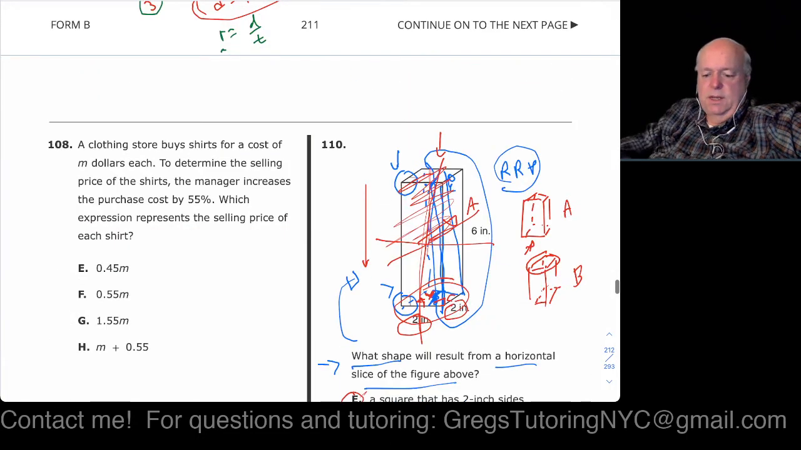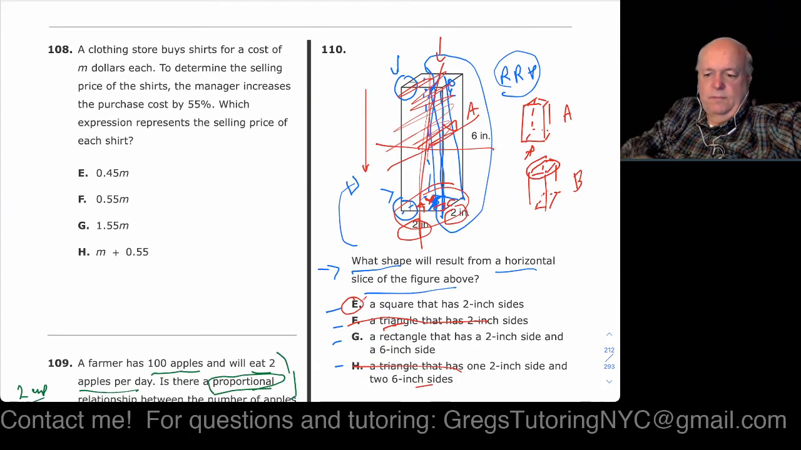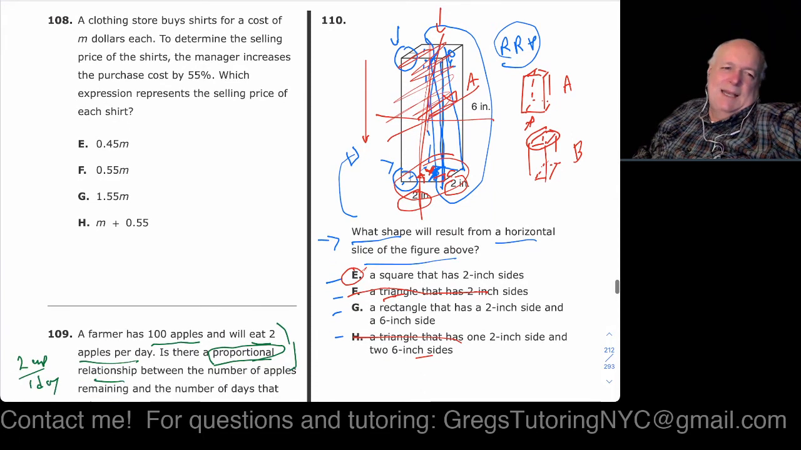So this is really a percent one that I kind of skipped earlier. This is both easy and hard. It's easy because it's just adding percents. It's hard because of the way this question is worded. A clothing store buys shirts for the cost of $N each. So a shirt costs $M.